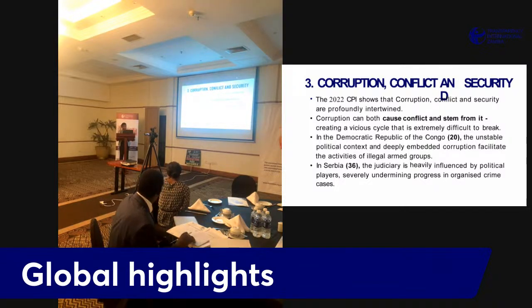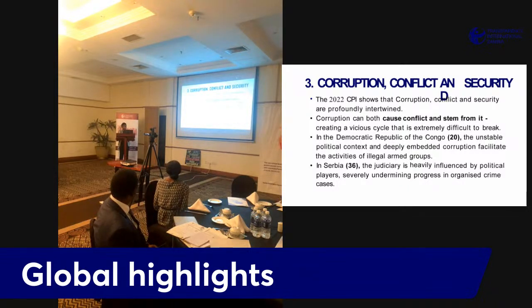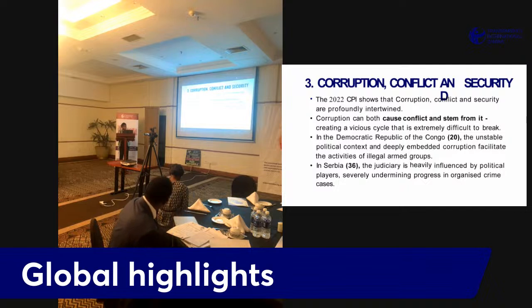For instance, if you look at our neighbor, Democratic Republic of Congo, which is historically known to be an unstable region, a region characterized by political conflict, and how corruption has thrived in that region because of the conflict. So we see that corruption and conflict feed off each other. Another example is Serbia, where the CPI shows that the judiciary is being heavily influenced by political players, so some form of political capture, which has undermined Serbia's progress with regards to organized crime.